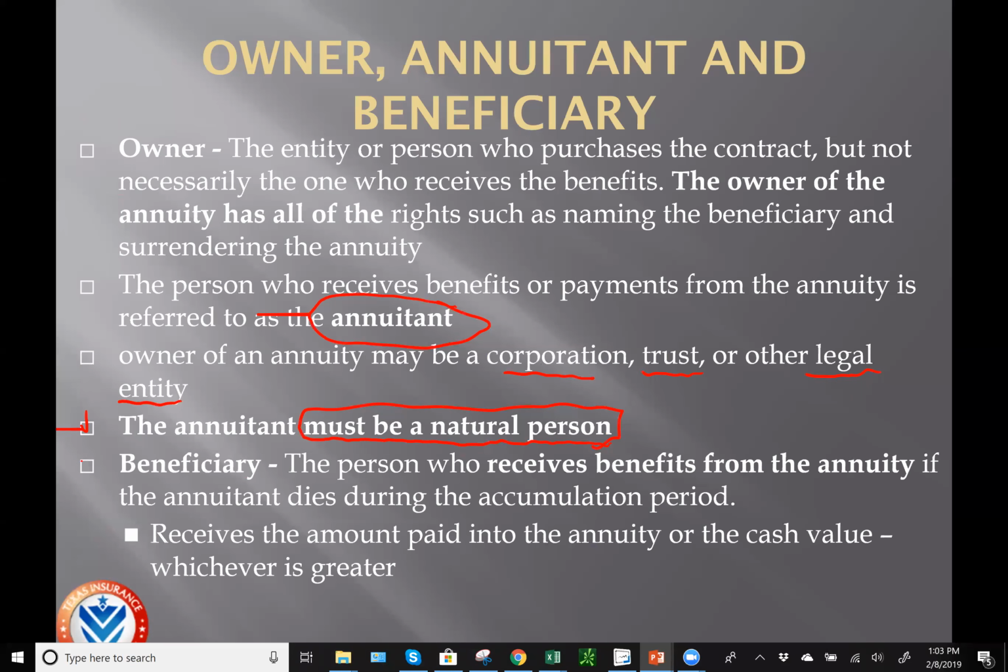Now, a beneficiary in an annuity is the one that receives the benefits from the annuity if the annuitant dies during the accumulation period. What they will receive is either the amount paid into the annuity or the cash value of the annuity, whichever is greater.